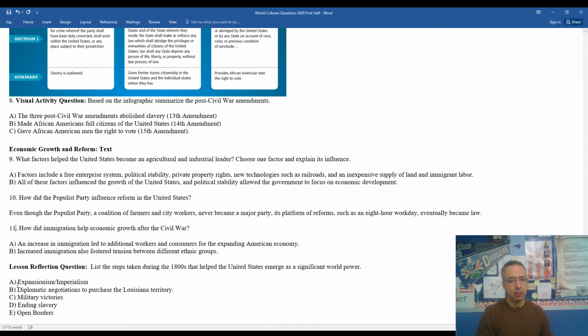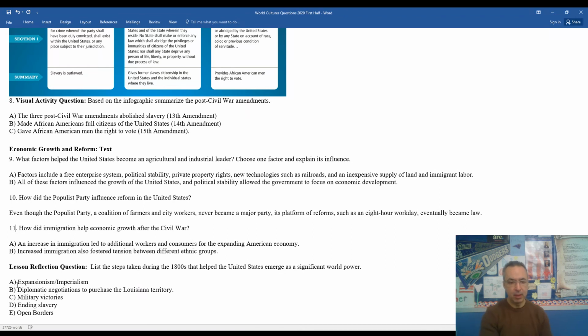Number 9, what factors helped the United States become an agricultural and industrial leader? Factors included a free enterprise system, which rewarded innovation and entrepreneurship, political stability, private property rights, new technologies such as railroads, inexpensive supply of land, an expanding country, and immigrant labor coming into the United States. All these factors pushed the growth of the United States forward, and the political stability allowed the government to focus on economic development.